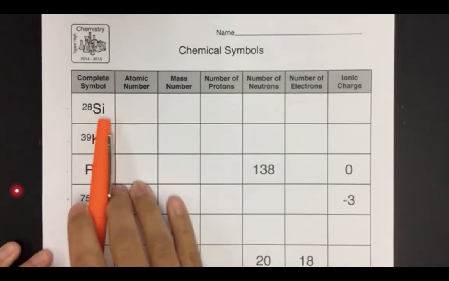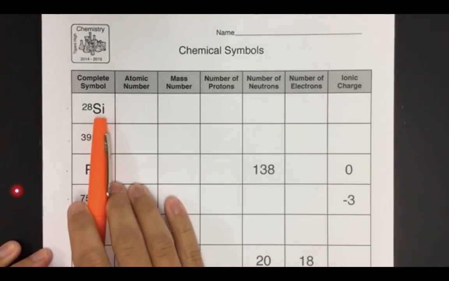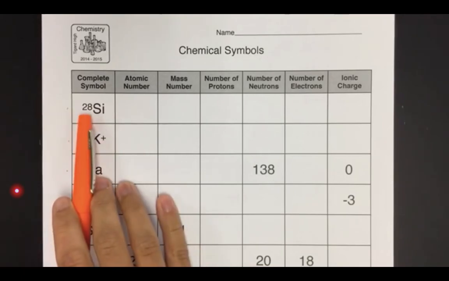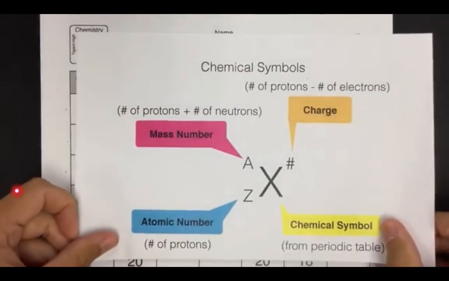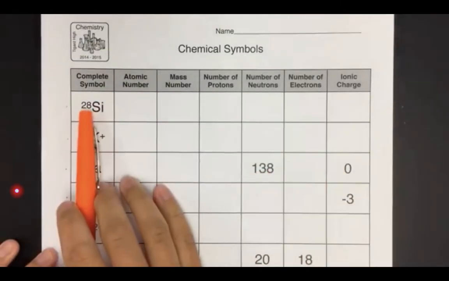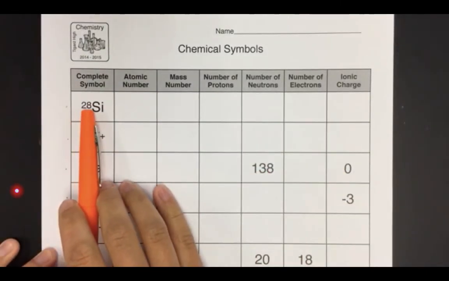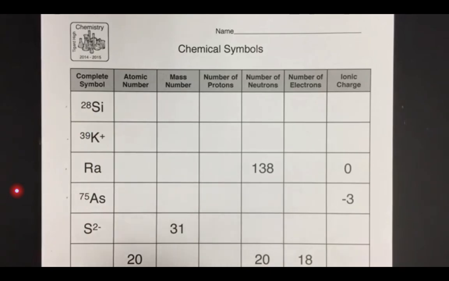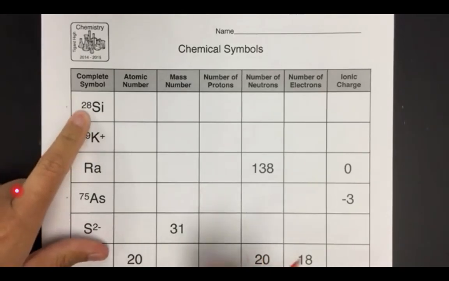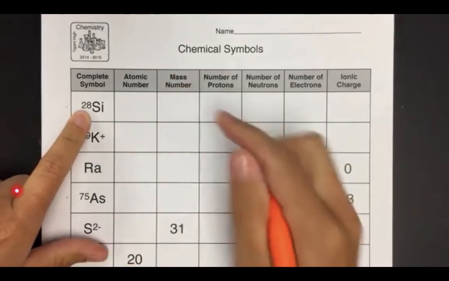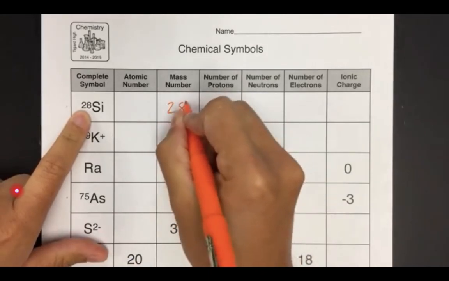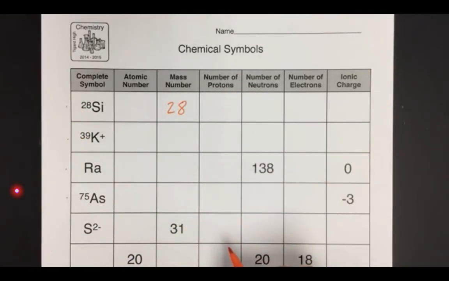Okay, so this first one, we have Si, which is silicon. And then it gives us this top left number, which we know is the mass number. So this 28 is the mass number. So right away, and you can do this in any order you want, but I know that that 28 is the mass number, so I can actually go here and write that down for myself so that I remember that I know that the mass number is 28.